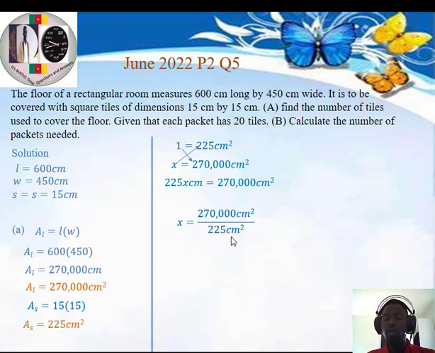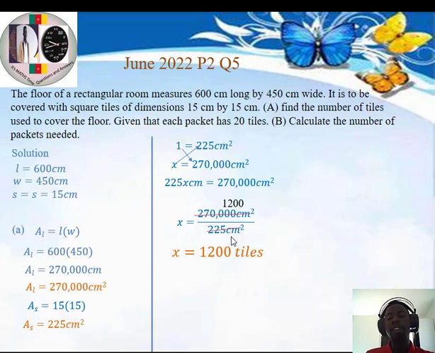225 centimeters squared will go into 270,000 centimeters squared 1,200 times. Therefore we can conclude that we are going to need 1200 tiles to cover the total floor.